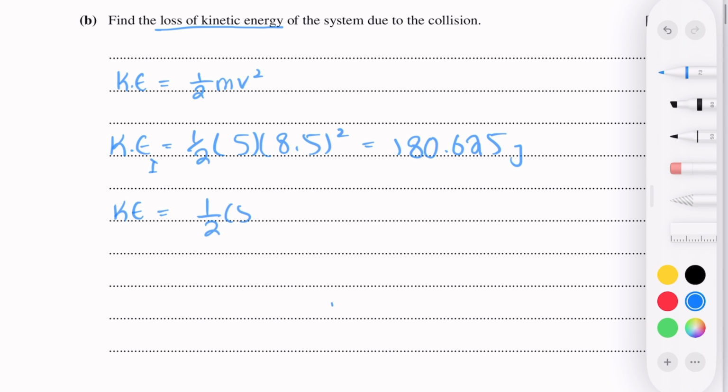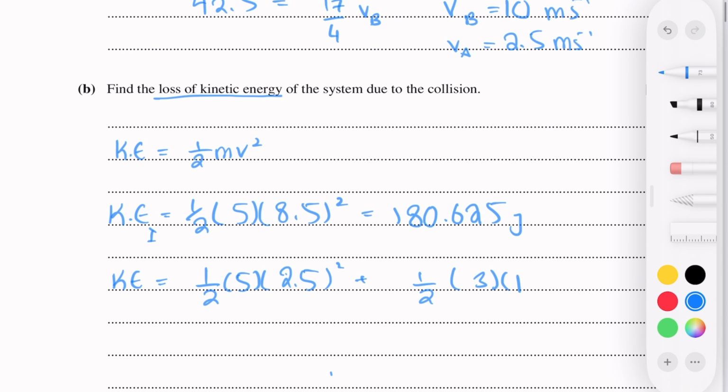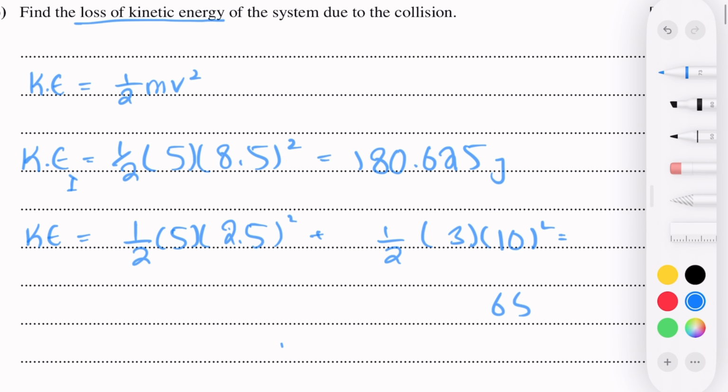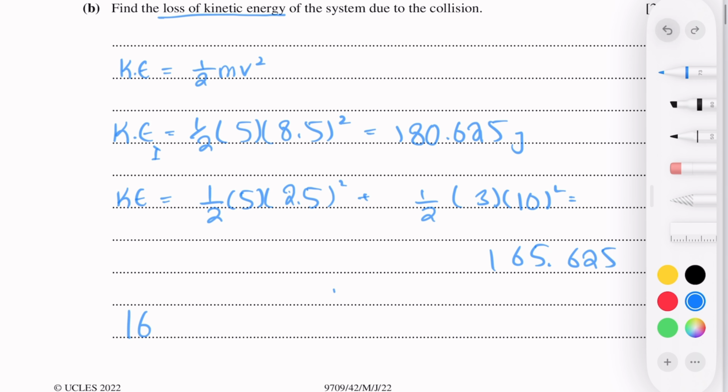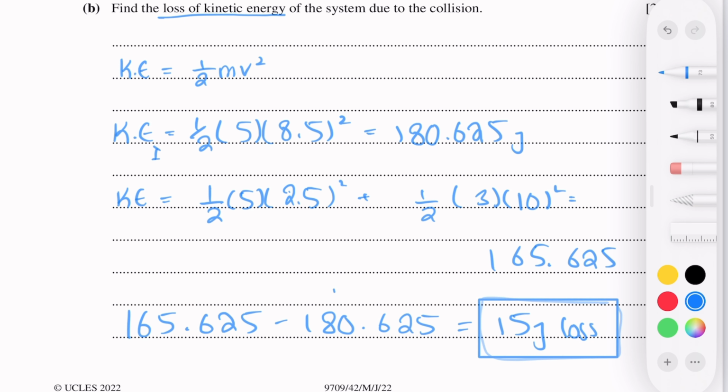Then the kinetic energy final is going to be the kinetic energy of A and the kinetic energy of B. So it's 0.5 times 5 times 2.5 squared, the velocity of A, plus 0.5 times 3 times 10 squared for B, and that is equal to 165.625. Now if you subtract the two, you will get the loss in kinetic energy due to the collision. We call this collision an inelastic one because kinetic energy was lost. It will be negative, but because it's lost, I'm just not going to write the negative sign.